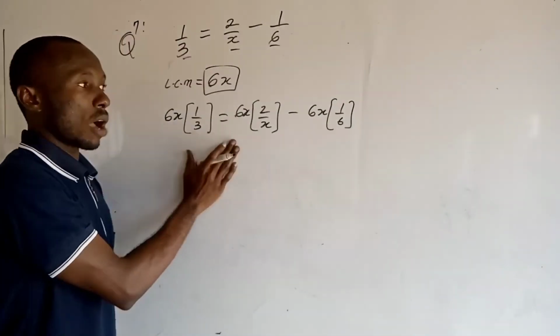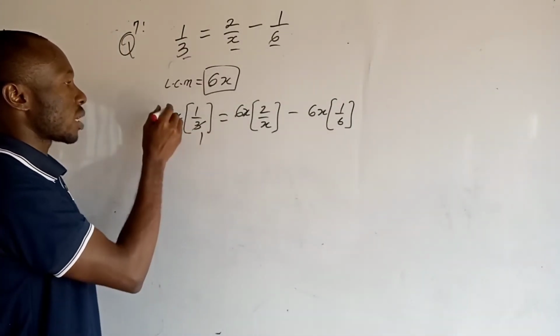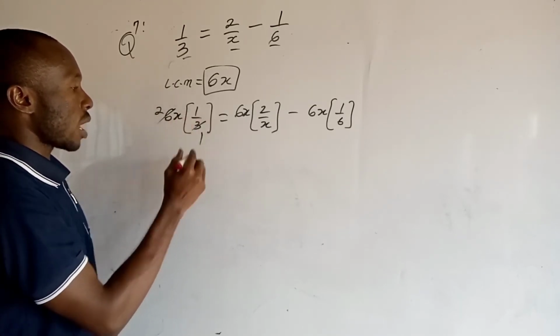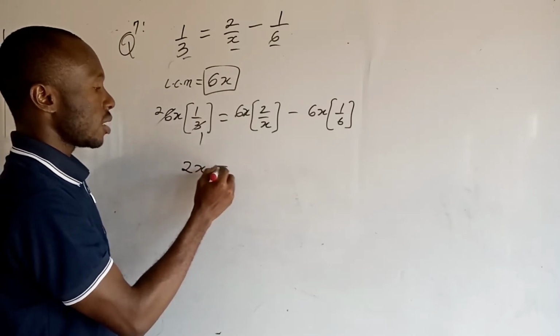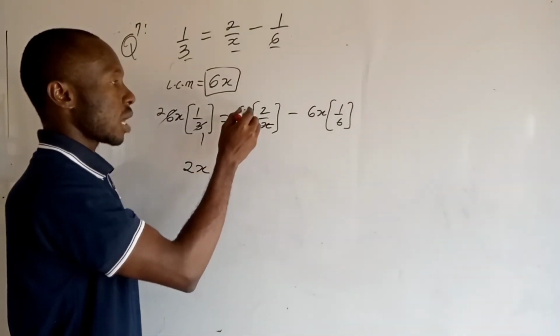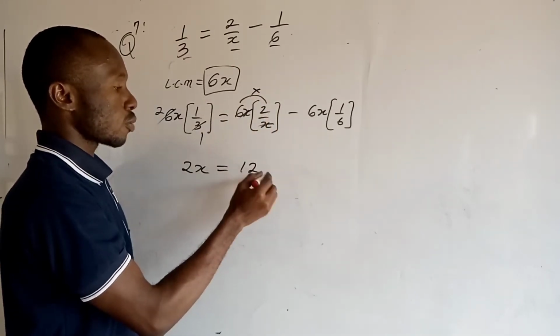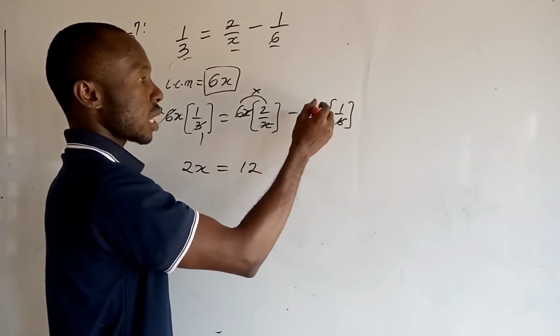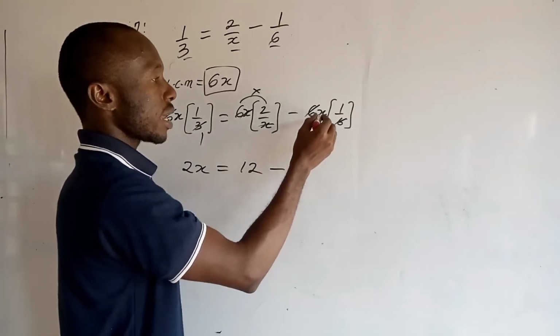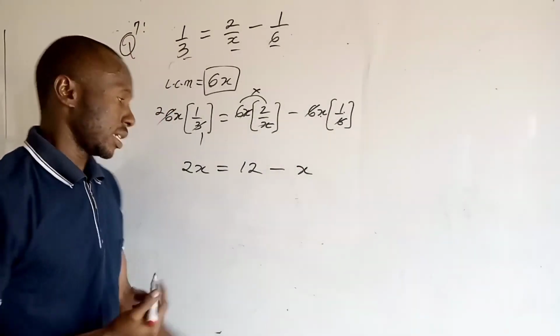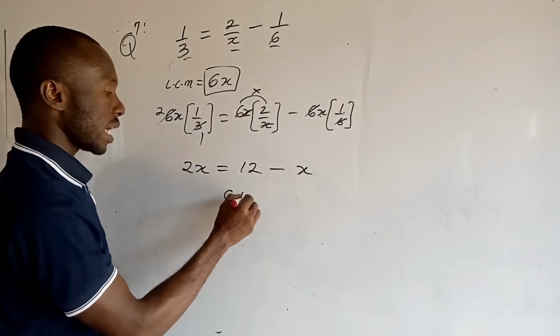So the next thing is to cancel out. 3 here is 1, 3 cancel out 6, you have 2x, and 2x times 1 will give me 2x. So equal to, the x will cancel out the x, so you're left with 6 by 2, which will give me 12. Then 6 will cancel out 6, you're left with x by 1, which is same as x. Now we are progressing.